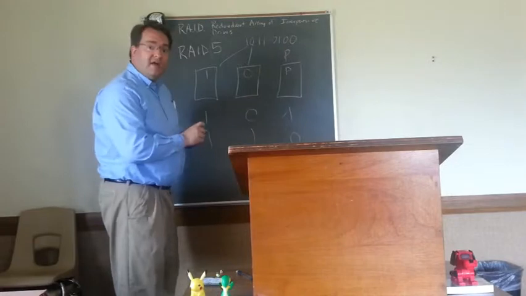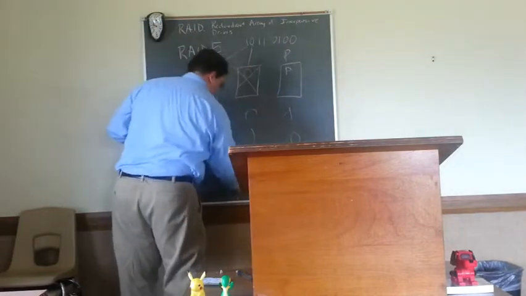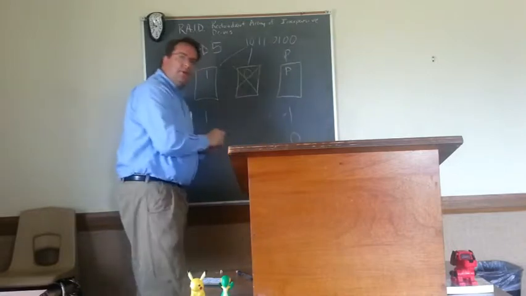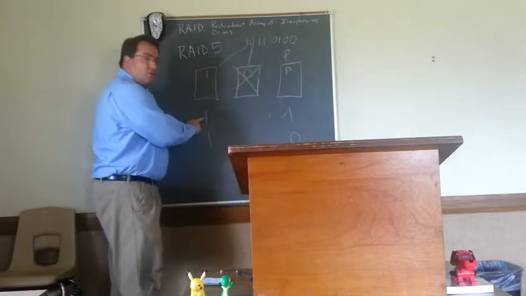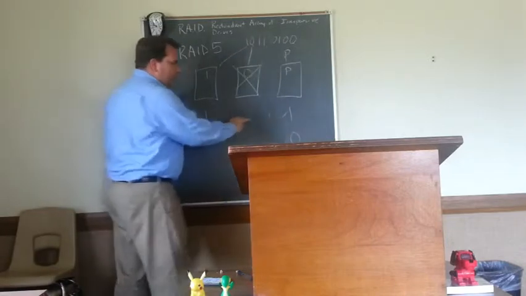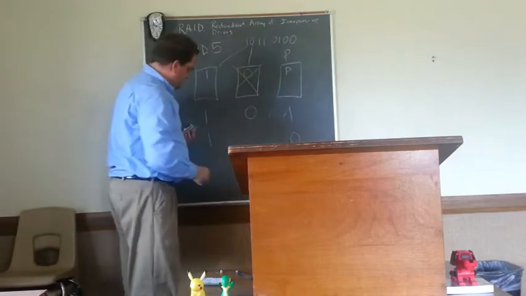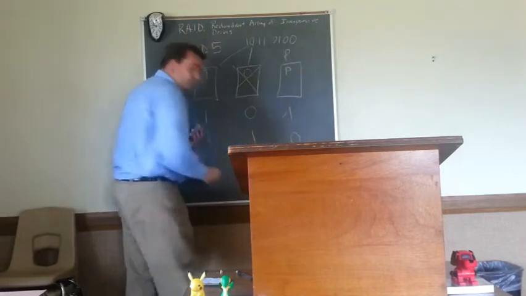Alright, so if this drive was to disappear, and we lose this data right here, if this one's a 1, and this one says that they were different, we know that one's a 0. If this one's a 1, and this one's a 0, which means they're the same, we know that one's a 1.